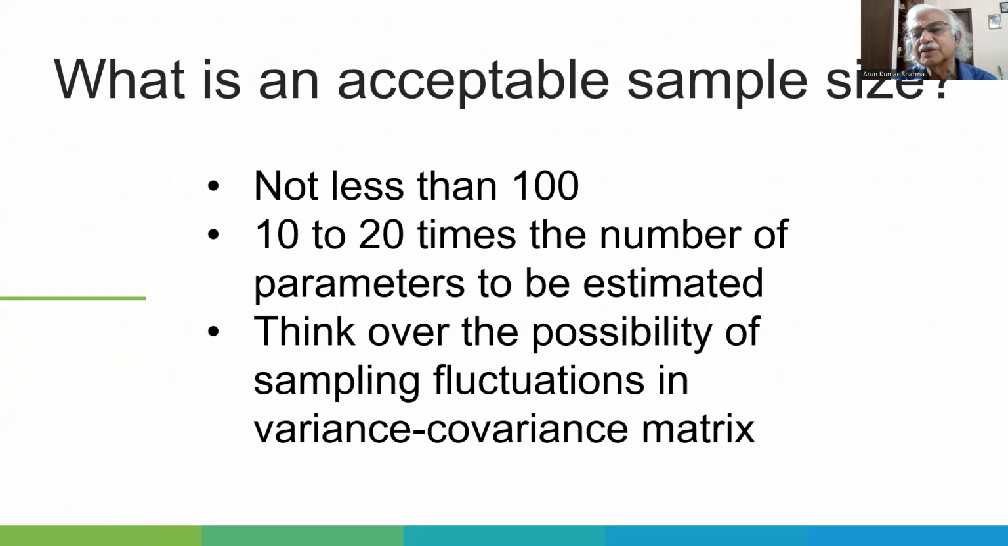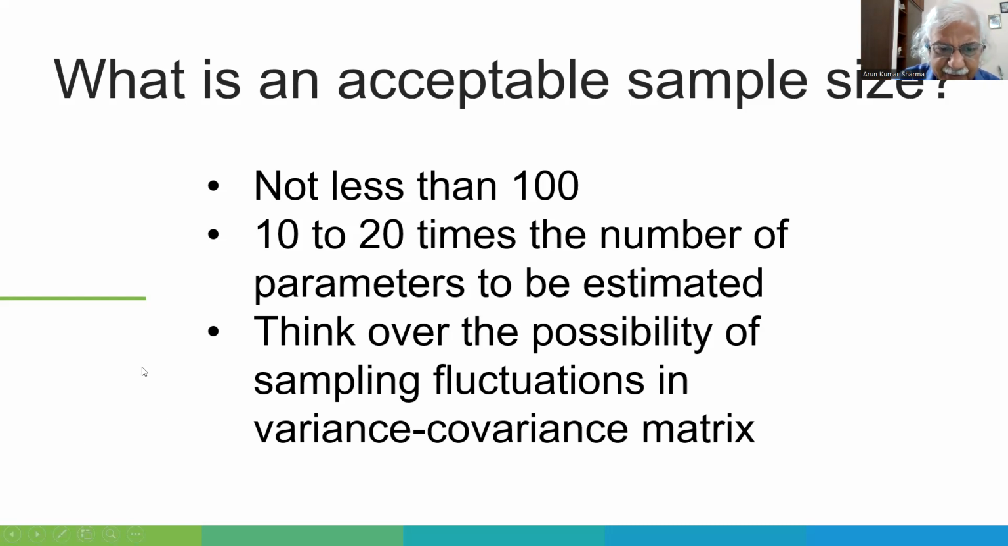Now, some questions which students often ask: what is an acceptable sample size for applying structural equation modeling? I would say not less than 100. Some books would show a figure ranging from 10 to 20, that the sample size should be 10 to 20 times the number of parameters to be estimated. Parameters are the coefficients of correlations in which you are interested. They may be correlations between variables, or between factors, or between factors and variables.